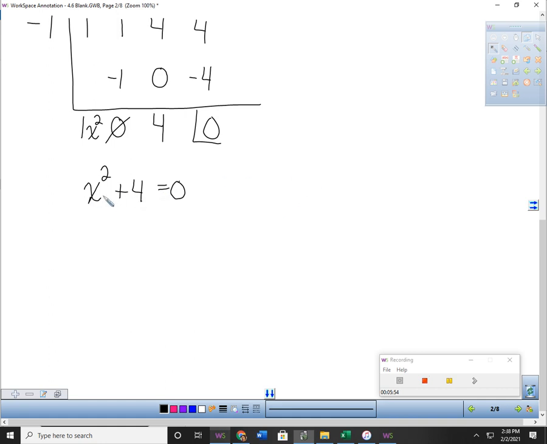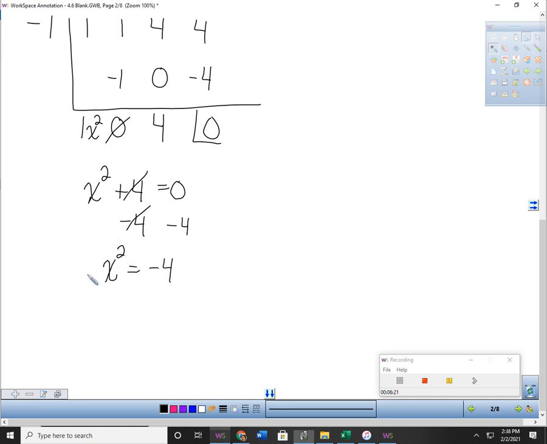So if I have three terms here, then I know I'm not going to be able to factor it because I know that my zeros are imaginary. I'll have to do the quadratic formula. Since I'm missing the x term, then I can just solve for this x right off the bat. So I'm going to go ahead and subtract the 4. So I get x squared is equal to negative 4.